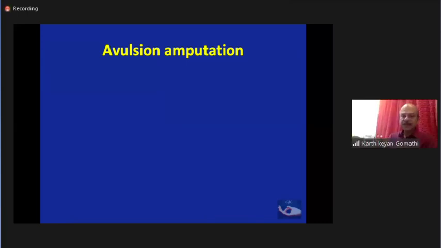Now, what happens if there's an avulsion amputation? The problem with avulsion amputation is that the injury to the vessels is much more than what you can see. So unless you go in and explore the vessels and see the nature of the vessels, we cannot get a good result, and not getting a good result is not an option at all. You need to get back function.